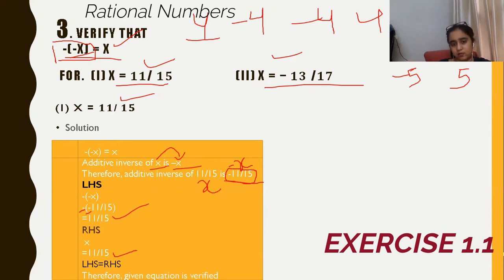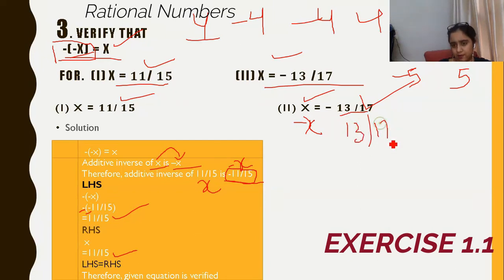Given equation is verified. Now we will solve the second part, and in the second part they have given me the value of x as minus 13 upon 17. Like in the same way I have done in the first part, I will take the additive inverse of x, because the additive inverse of x is minus x, so the additive inverse of minus 13 upon 17 is simply 13 upon 17, and this is the value of minus x which I will use in the left hand side. So we will solve like this.